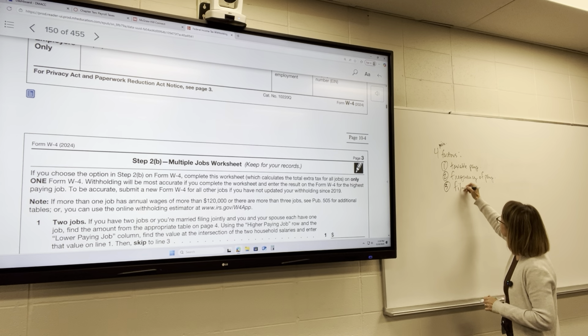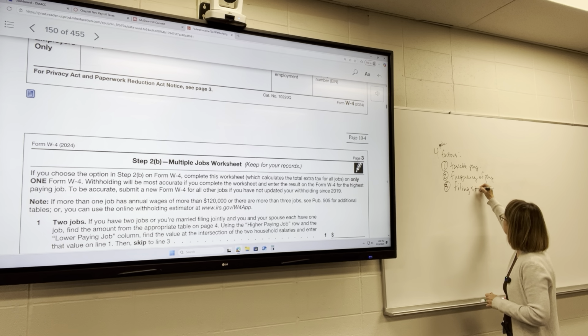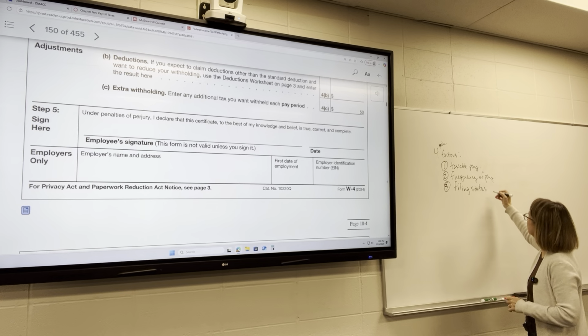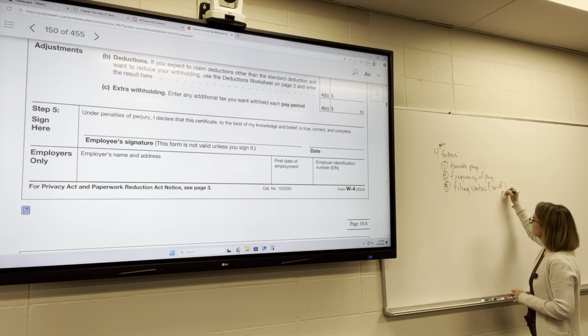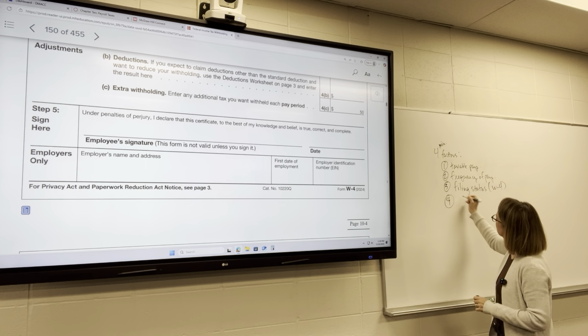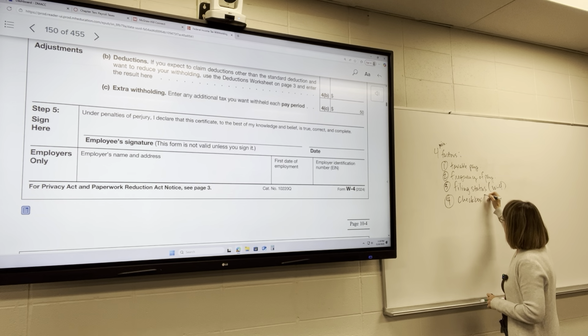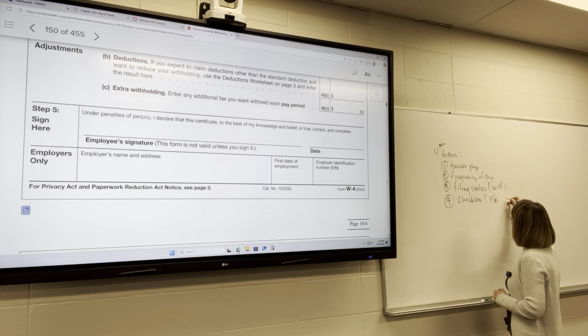Filing status. What's our filing status? That's going to come from the W-4. And the fourth one is, is that checkbox checked? Yes or no? That again comes from the W-4.